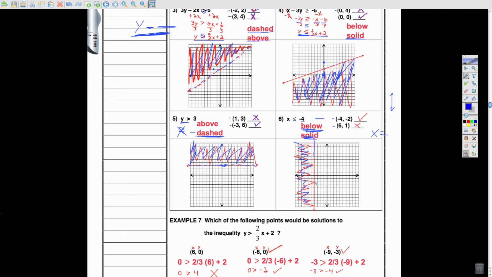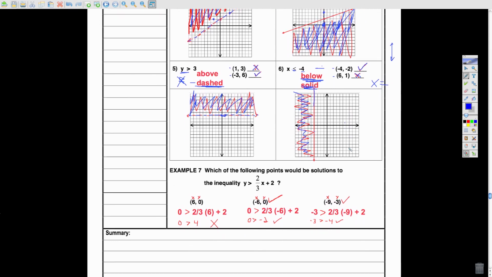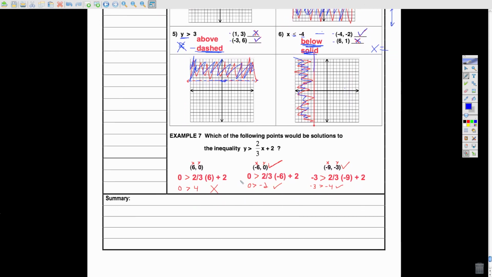Let's check these points. Negative 4, negative 2. Negative 4, negative 2 is on that line. We do have a line under it, so it does include the points on the line, so that is a good answer. And then we have 6, 1. 6, 1 would be out here. That is not a solution.